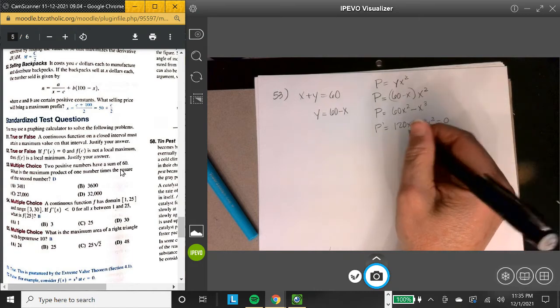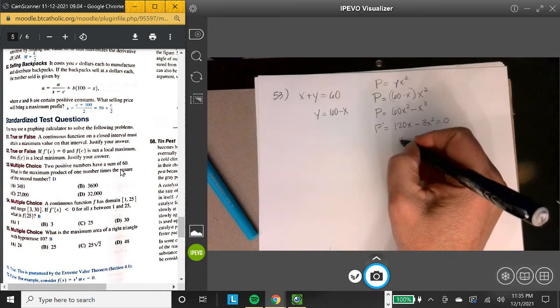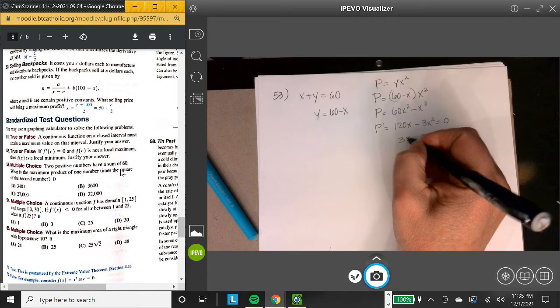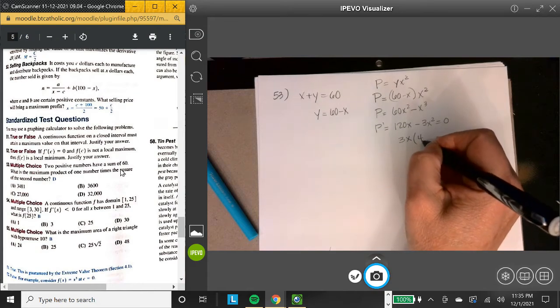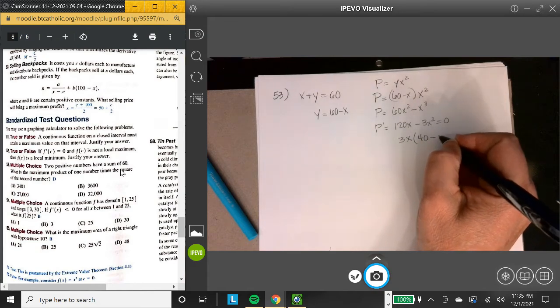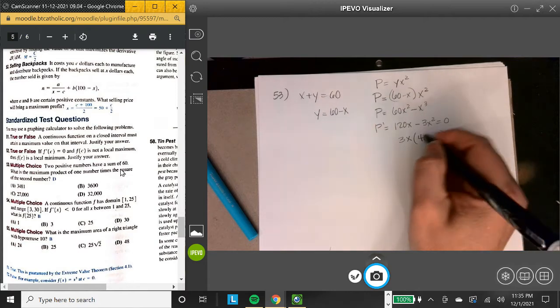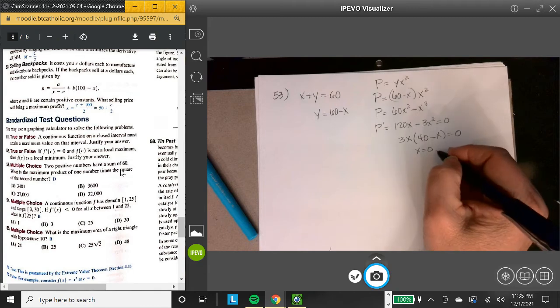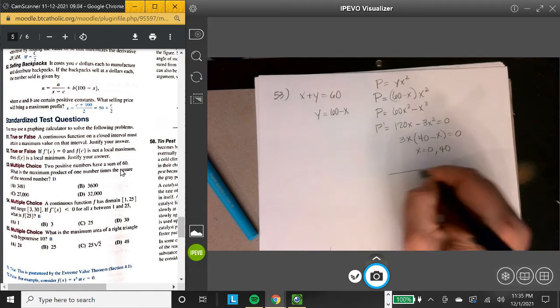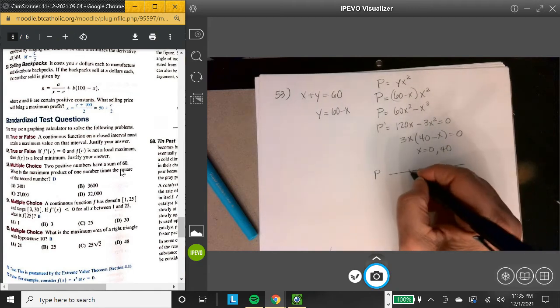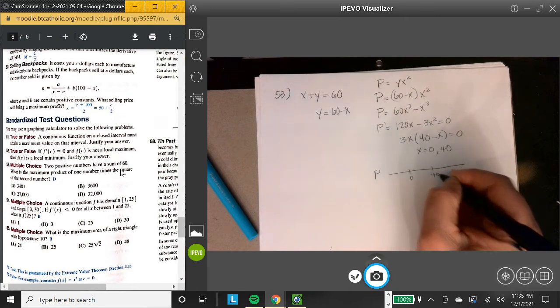I'm going to factor out a 3x, and I'm left with 40 minus x. This is 0, so I get x equals 0 and x equals 40. Let's do my sign chart for p prime. What goes on it? The 0 and the 40.